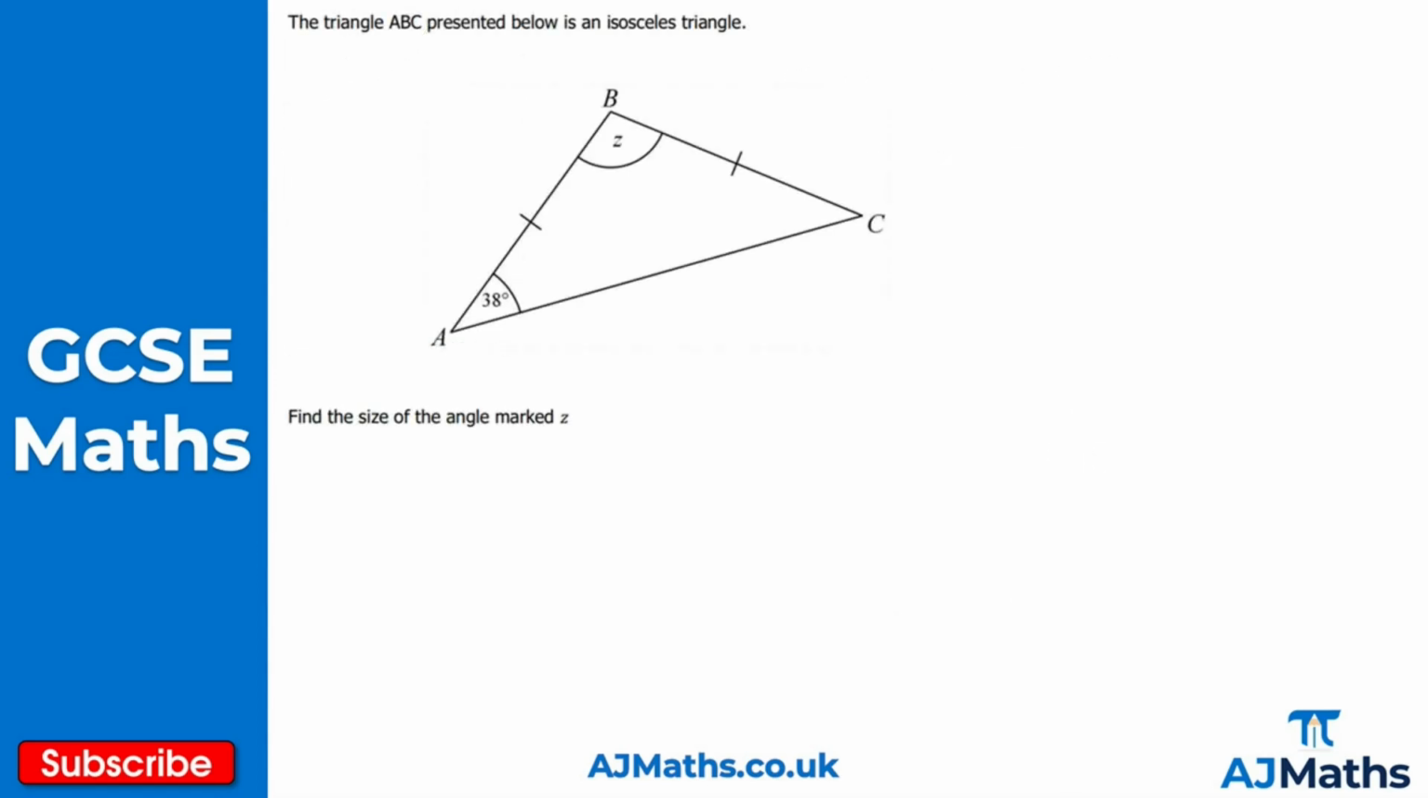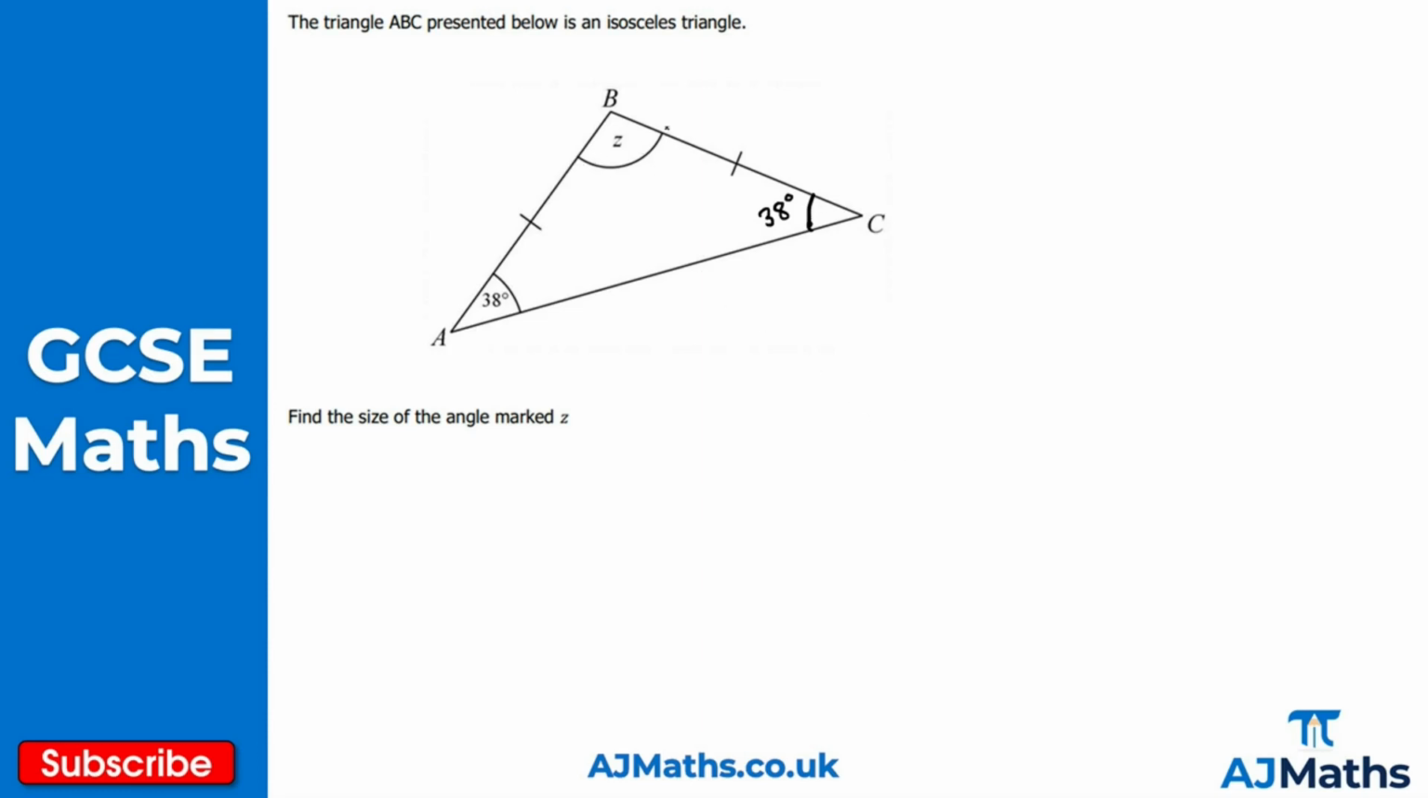Moving on to question 3 now, we've got this triangle ABC here, which is presented on the screen. And we're told this is an isosceles triangle. Now these lines here indicate that these 2 sides are equal. So the length AB and the length BC are equal in size. For an isosceles triangle, the base angles are the same. So that would be this angle here and this angle here. So if this angle here is 38 degrees, then this one here must also be 38 degrees.